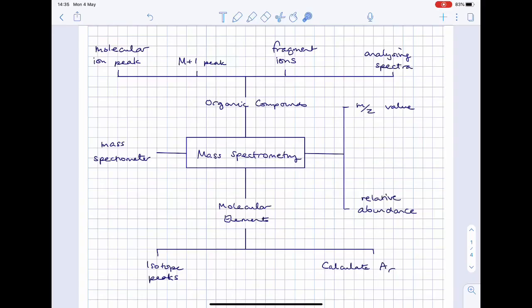In that lesson, we looked at M over Z values and what they are, and we looked at relative abundance to work out the relative atomic mass of different isotopes by looking at the mass spectra of elements. In this video, we're going to focus on the spectra of organic compounds and look at what we mean by molecular ion peak, M+1 peak, or the satellite peak. And then we're going to focus mainly on looking at fragment peaks and fragment ions to help us work out what possible structures could form those fragment peaks.